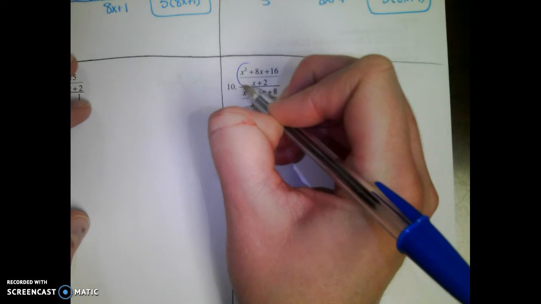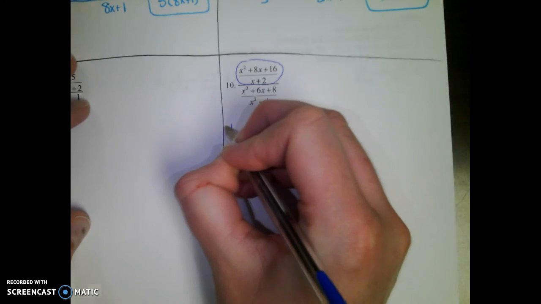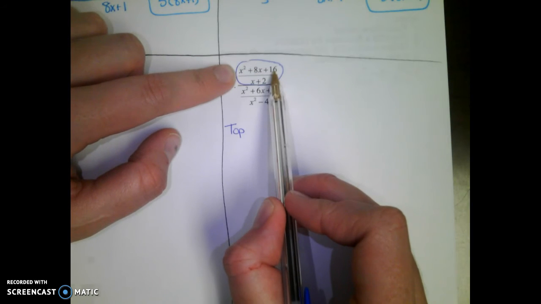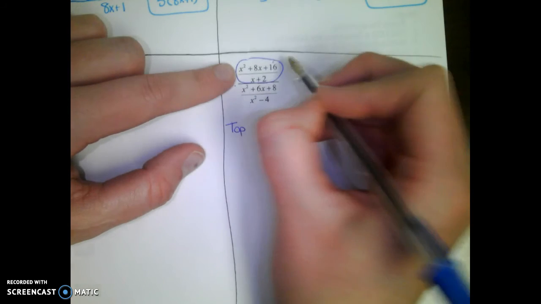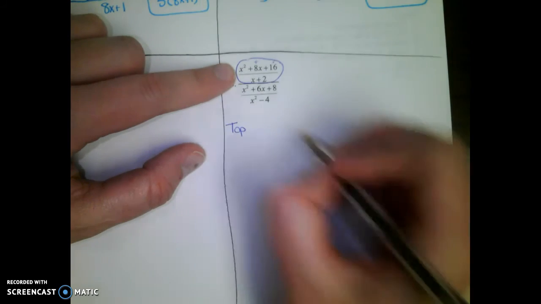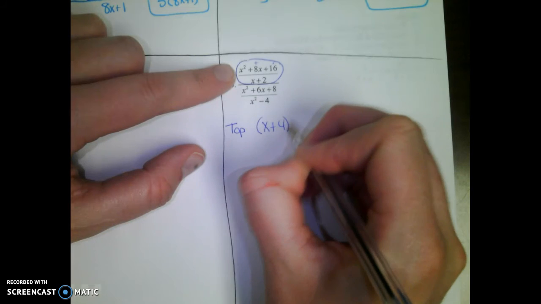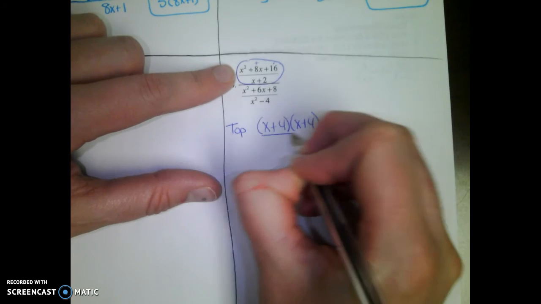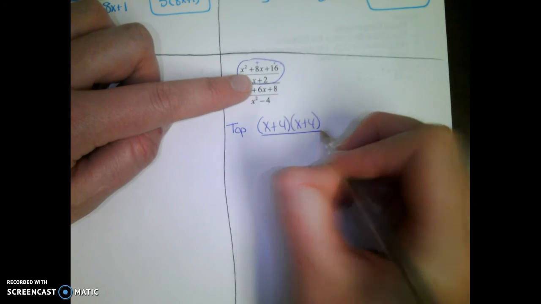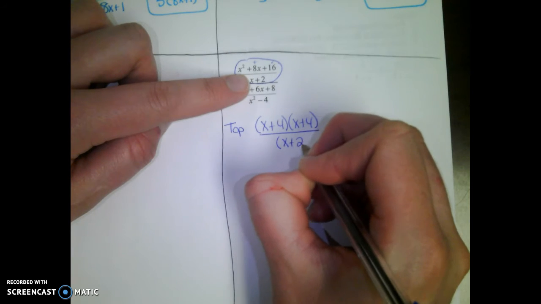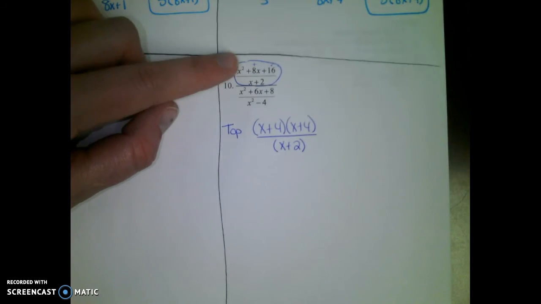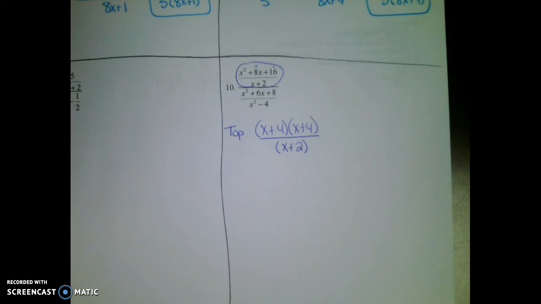Okay, number 10. On the top, we need to factor the numerator of the top. So factor the top of the top: x squared plus 8x plus 16. What numbers multiply to give us 16 and add up to 8? 4 and 4. And the bottom of the top is already factored, x plus 2. So that is the factored version of the top of our complex fraction.